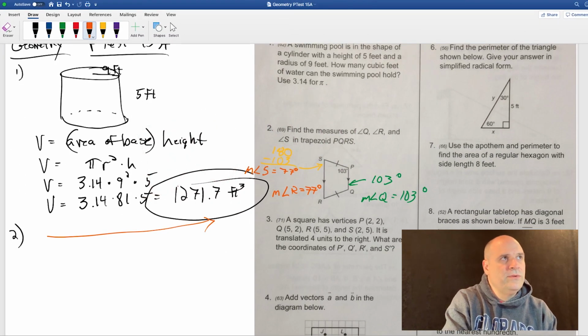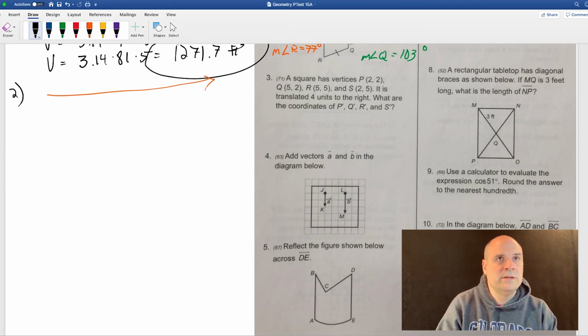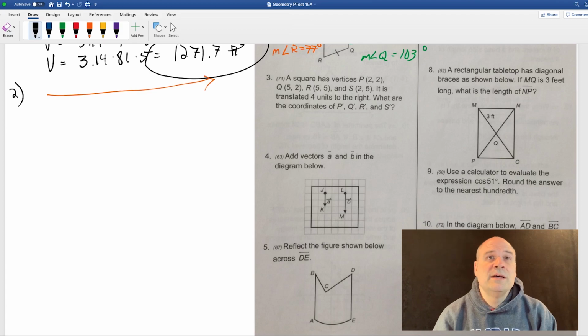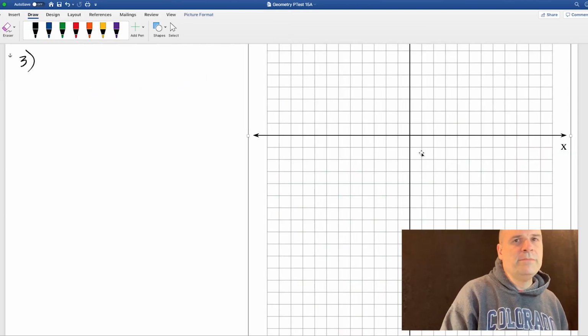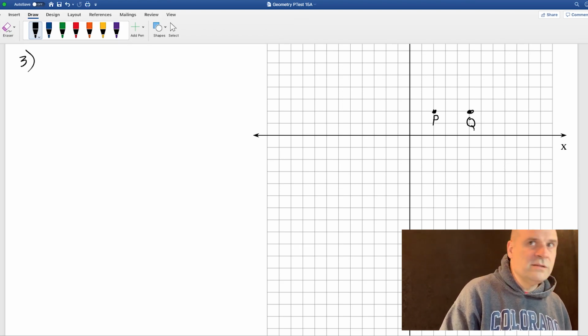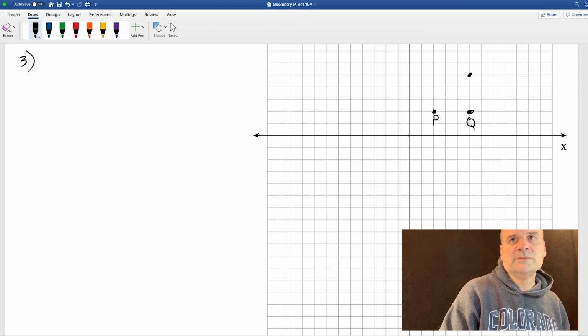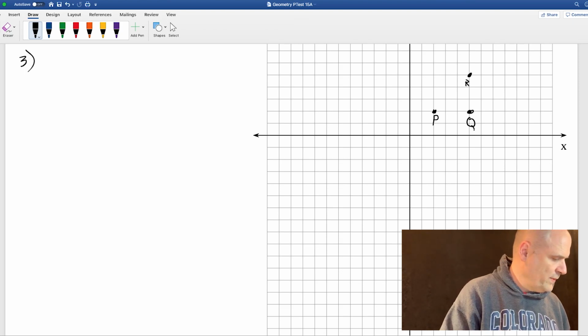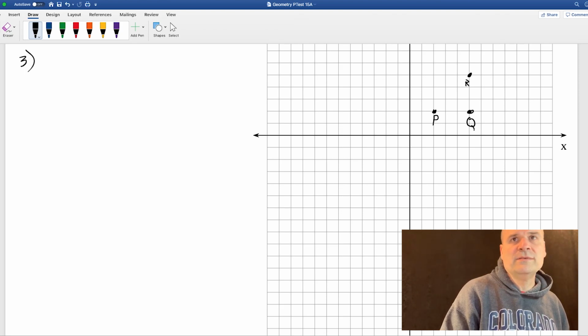Okay. Number three, a square has vertices 2, 2, 5, 2, 5, 5, and 2, 5. It is translated 4 units to the right. P is 2, 2, so 2, 2 is right here. Q is 5, 2. Here's P, Q. R is 5, 5. There's R. And S is 2, 5. So this is the square, which is also a rectangle. Probably should know that.